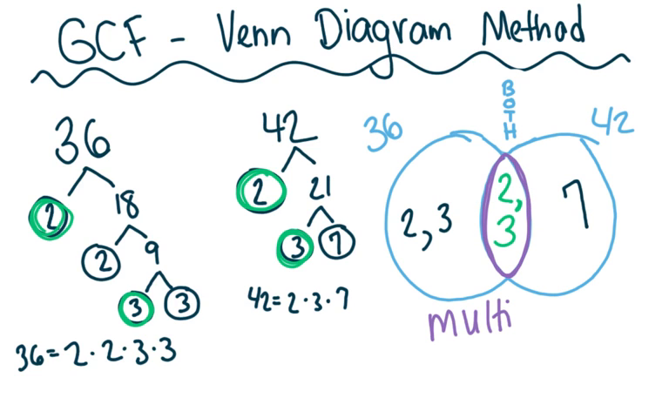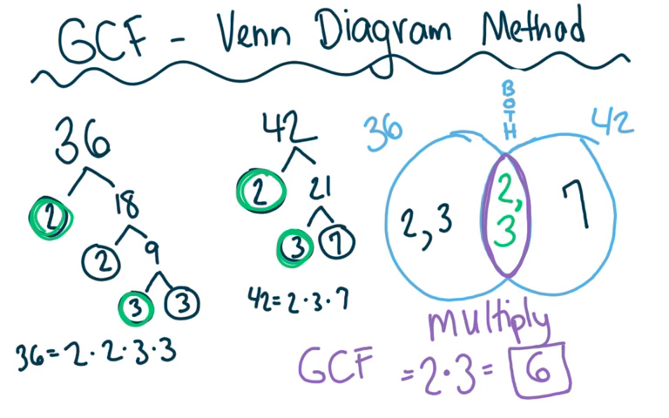So you're going to multiply those two numbers in the center. 2 times 3 gives me a GCF of 6. The same GCF I got doing it the old-fashioned way. For students who don't like to list factor pairs, this is a pretty quick method. What's nice about this method is you can also use the exact same setup to find the LCM.